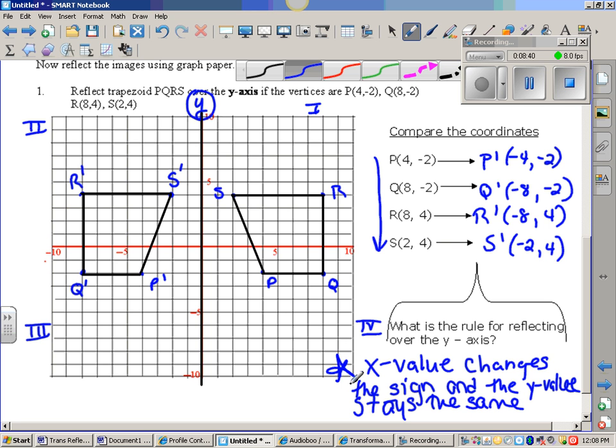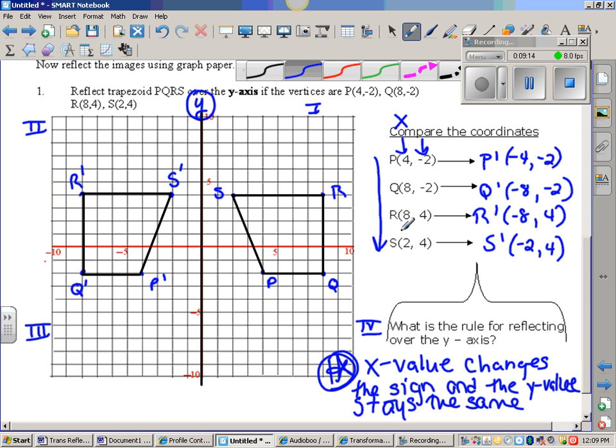This is very, very important for you to understand. When you reflect over the y-axis, notice that all the y values are still the same: -2, -2, -2, -2, 4, 4, 4, 4. What changed is the sign on the X. You went from 4 to -4, 8 to -8, 8 to -8, and 2 to -2. The numbers are still the same, but the sign on the X changes. It's kind of like the opposite. When you reflect over the y-axis, you change the sign on the X. All right? You do not worry about the Y at all.